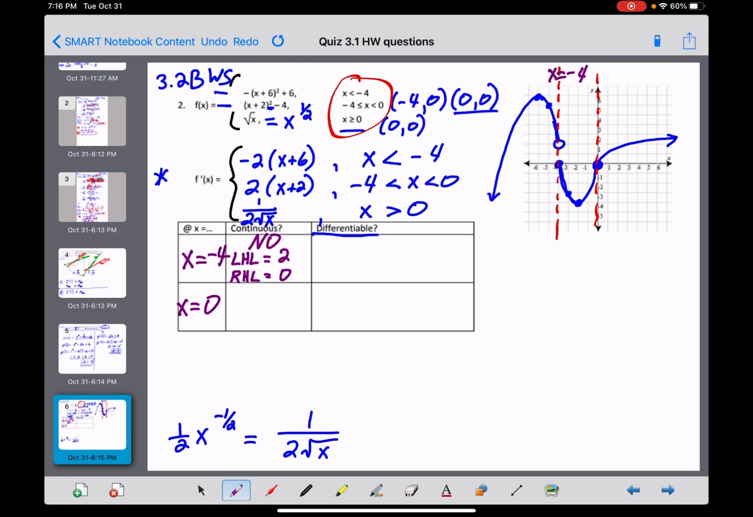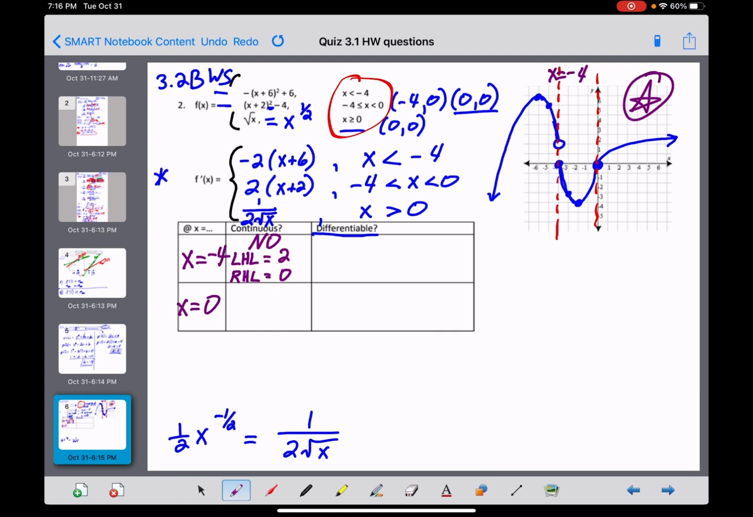but the right-hand limit as x approaches -4 from the right is 0. Now, I'll tell you right now that if you have a good, careful graph drawn, you don't have to give me this information right here. I'll let you use the graph as evidence of continuity or lack thereof, but your graph had better be right, guys. Let's keep that in mind.